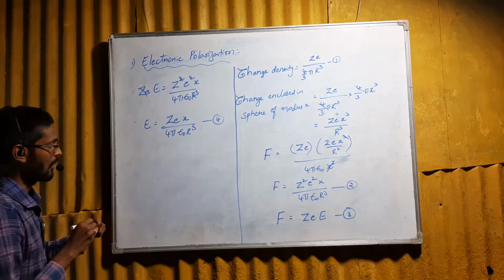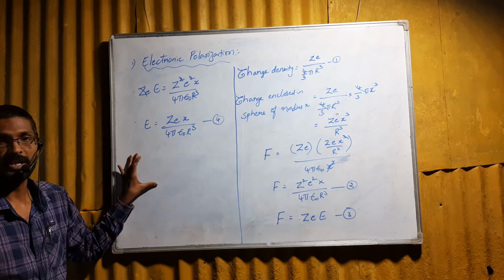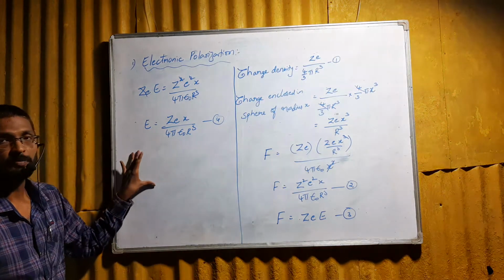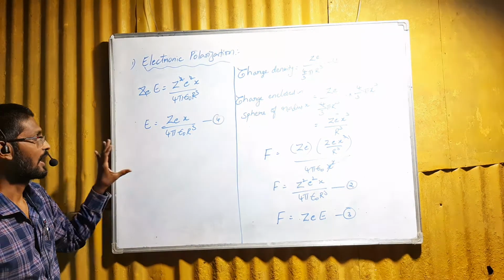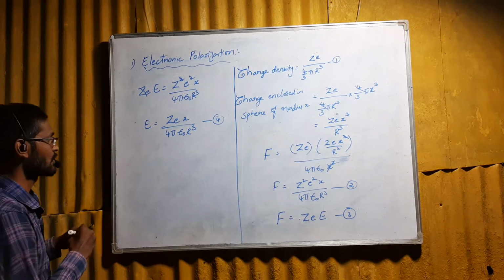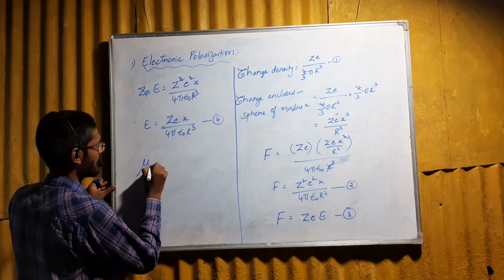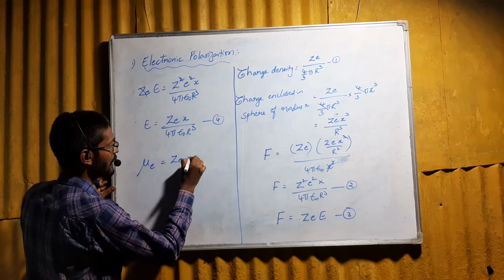Now see, on application of an electric field on the dipole, there is a displacement produced in these charges. Due to the displacement produced in the charges, it leads to an induced dipole moment. That means the dipole moment will be induced. That induced dipole moment, due to electronic polarization, can be given as mu is equal to Ze into x.